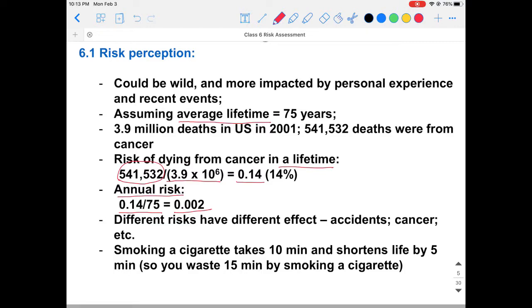Here is an example about the risk of smoking. Smoking a cigarette takes 10 minutes, right? And studies found that it shortens your life by 5 minutes. So this is the risk assessment. What that means is that you basically waste 15 minutes to smoke a cigarette.